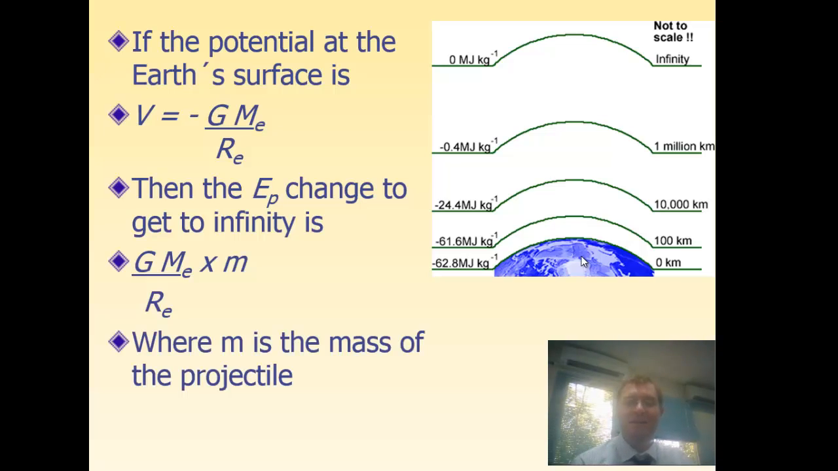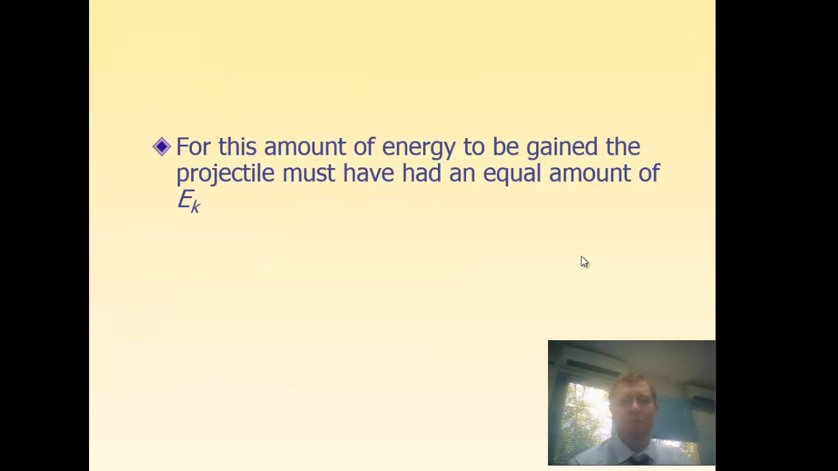And so m is the mass of the projectile. So if we know the mass of the projectile, the mass of planet Earth, and the radius of planet Earth, we can work out the amount of energy required to get to infinity, or the change in energy. Now this is useful because this amount of energy is going to be equal to the kinetic energy it first has, because kinetic energy is going to convert to potential energy on this journey.